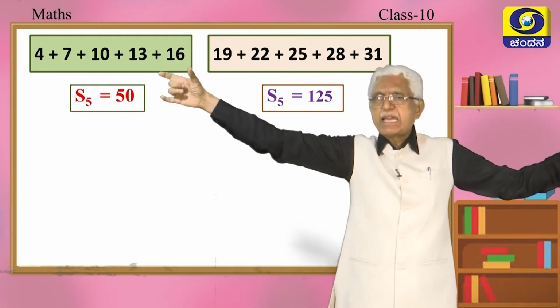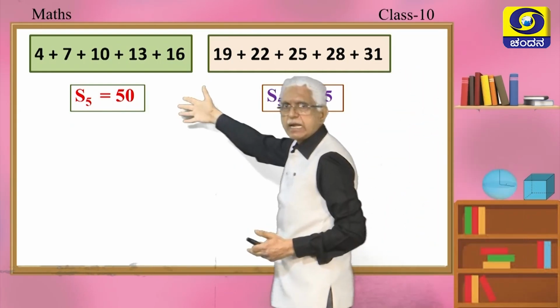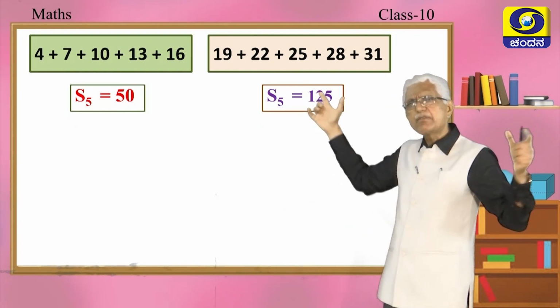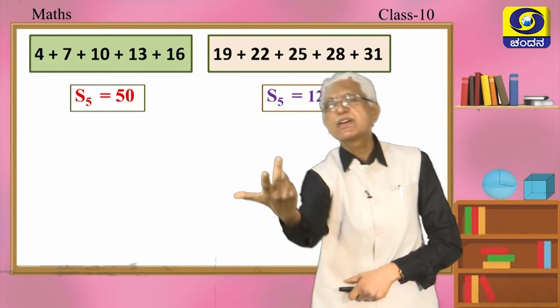You have an AP having 10 terms, sum of the first 5 terms is 50 and sum of the next 5 terms is 125. So, what is the sum of all the 10 terms? Wonderful, 50 plus 125, 175.